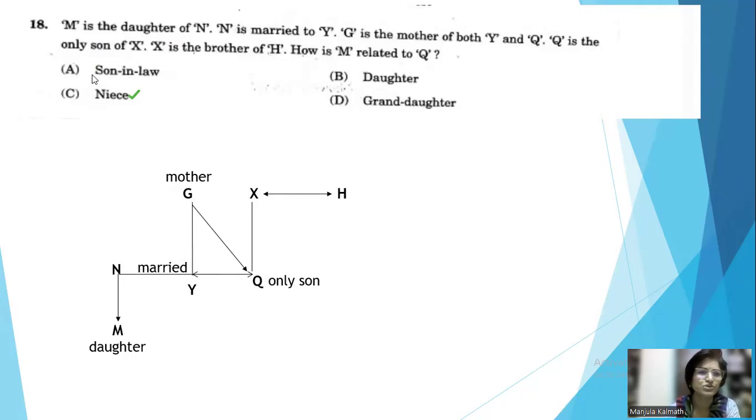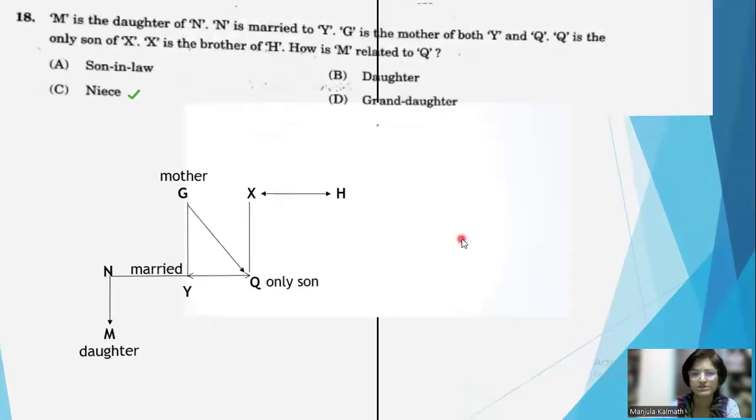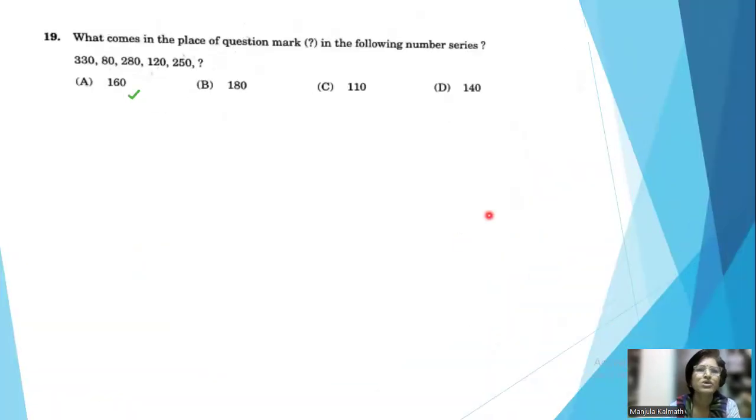Then we'll move to the next question. The next question is: what comes in the place of the question mark in the following number series? Just pause and try to identify the answer. This is the previous answer here. Don't get confused, I'll just remove this one.